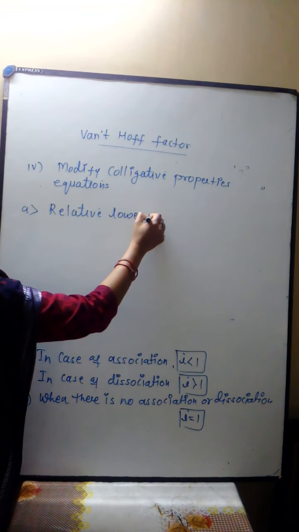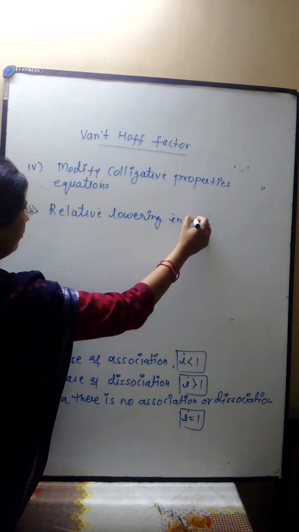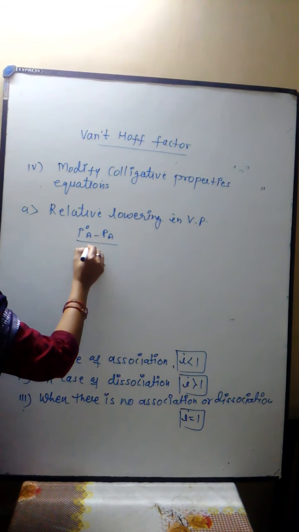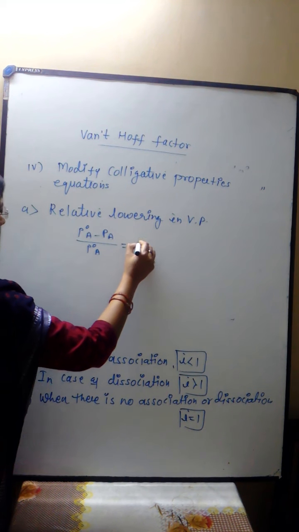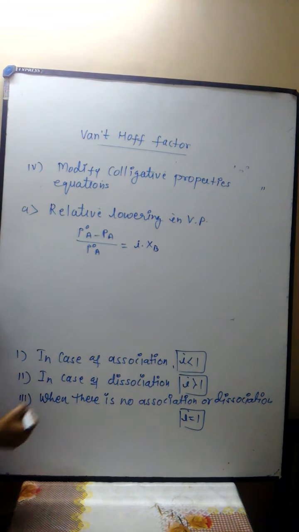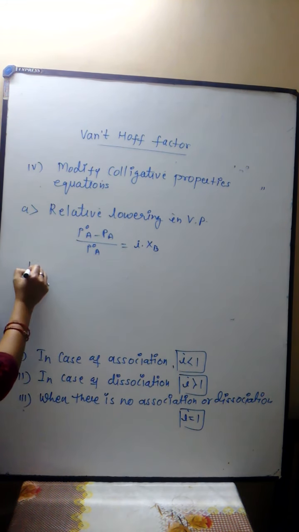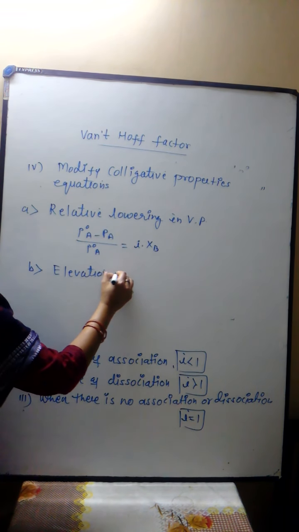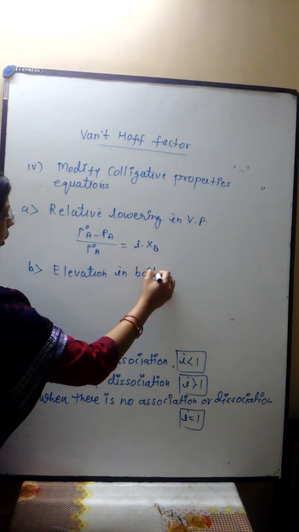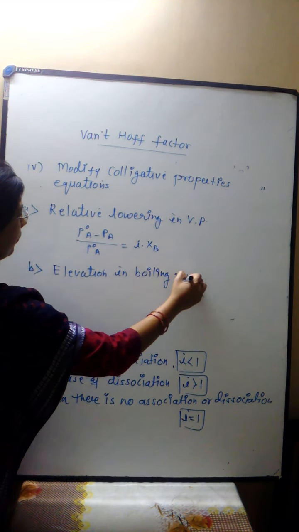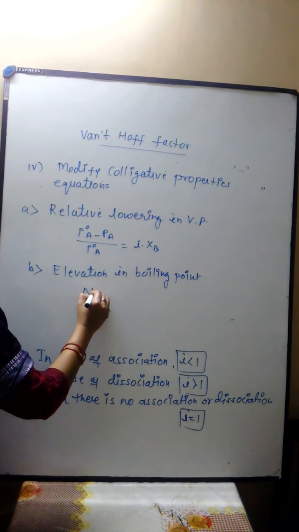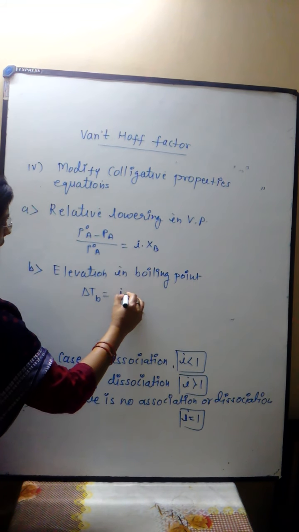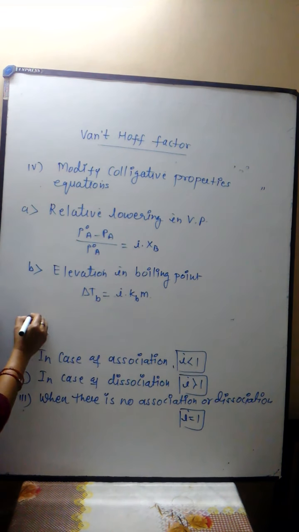Relative lowering in vapor pressure: the expression is (P naught A minus PA) upon P naught A equals i times XB. Here they introduce the factor i. Second colligative property is elevation in boiling point. Delta Tb equals Kb m, so they modified it to i Kb m.